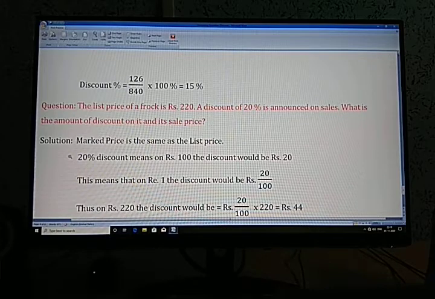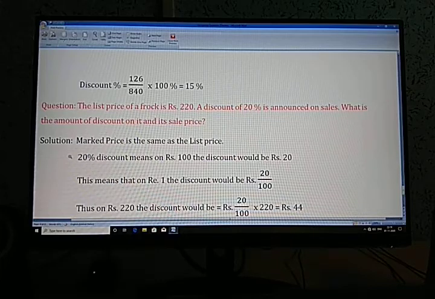Now 20% discount is given on what? It will be given on the marked price, that is on 220 rupees. Now 20% discount means what? Say if an item is marked at 100 rupees, then 20% discount means 20 rupees less. And for an item of 1 rupee, the discount would be 20 by 100. So on 220 rupees, it would be 20 by 100 into 220.